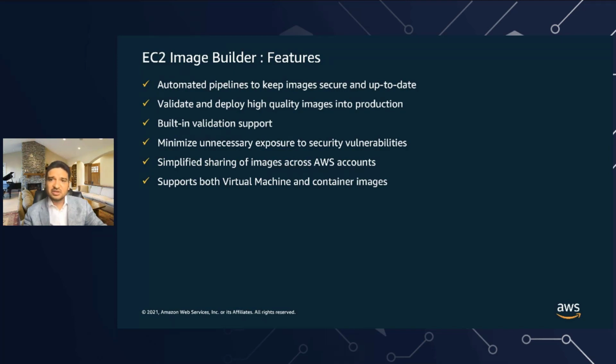So EC2 Image Builder also comes with a lot of built-in automation for validation, which basically makes sure that you can deploy very high quality images to your production. Those validations include our standard components, and you can also add your own specific validation, let's say in case you are adding your own custom software there.